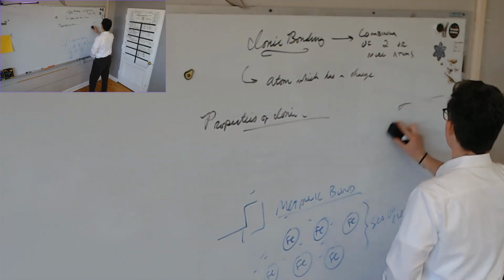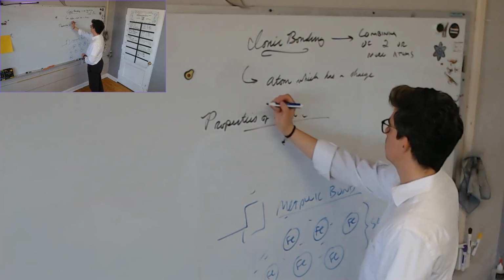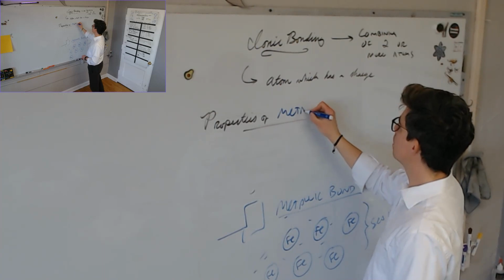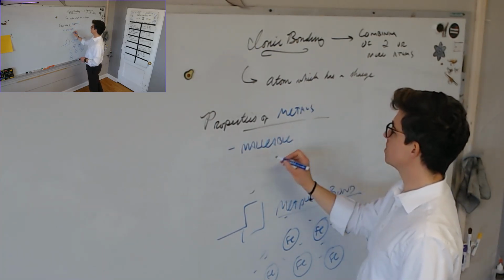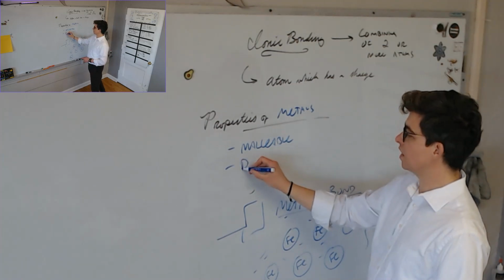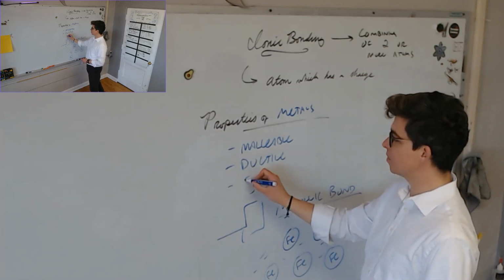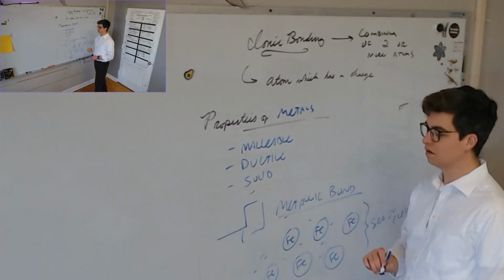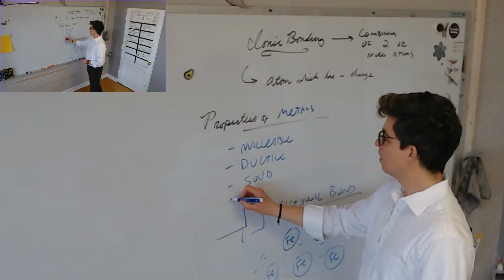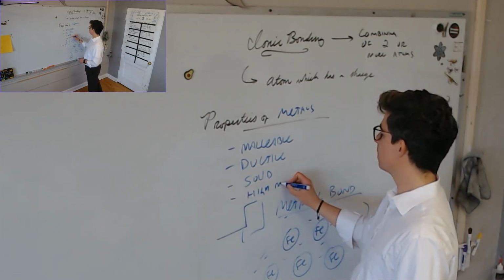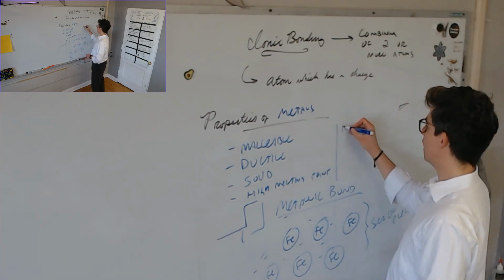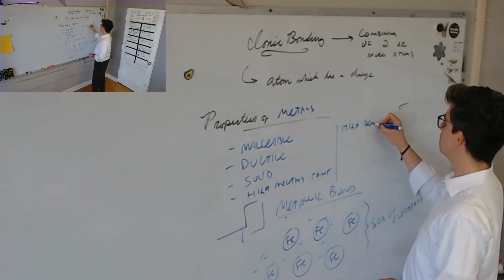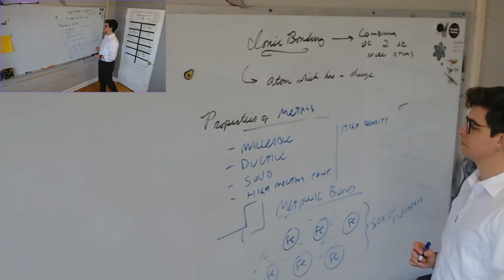One of them we just said is that metals are malleable. What else? Ductile. Most of them are solid at room temperature. Are they all? No. Mercury's not. Usually a high melting point. What else? Usually a high density. There are exceptions, like lithium. What else?